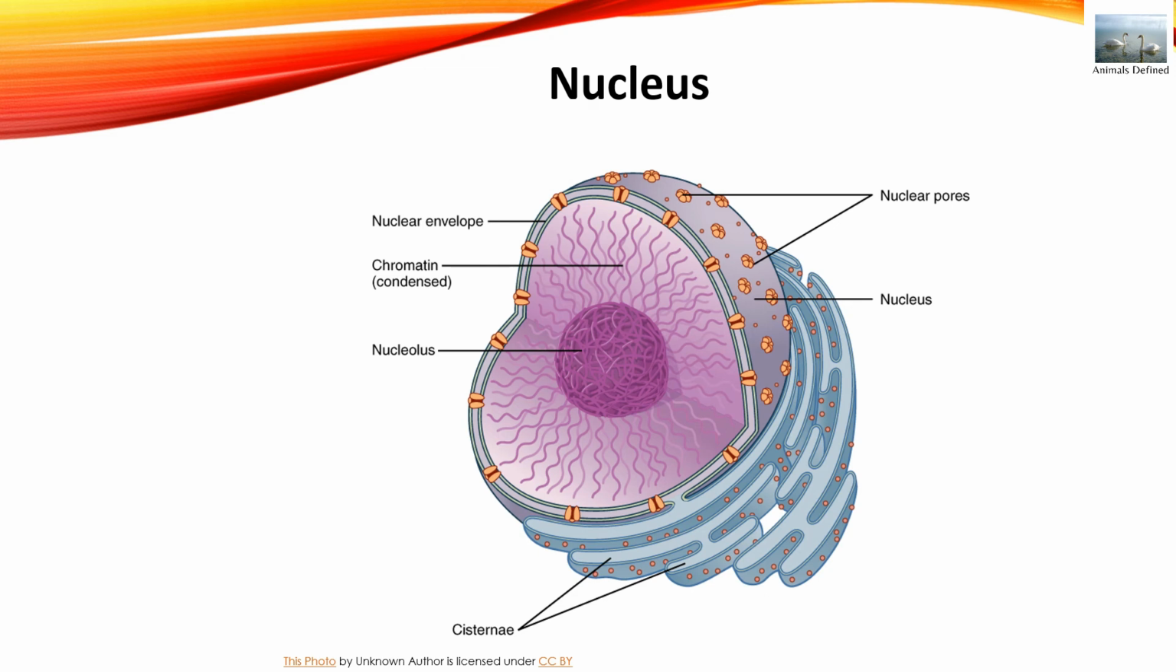DNA is organized in the form of chromosomes. They are linear in shape and are the genetic material of eukaryotic cells. So, the nucleus stores all the information for protein synthesis and cellular functions, reproduction, and development.